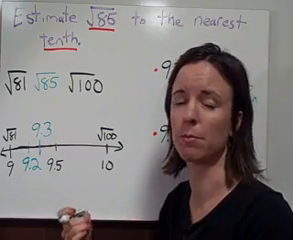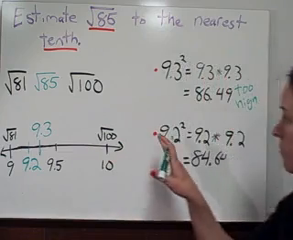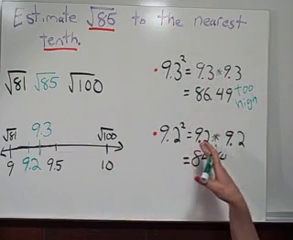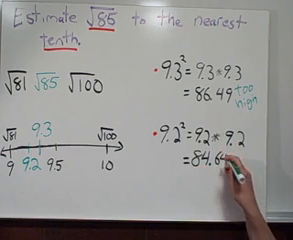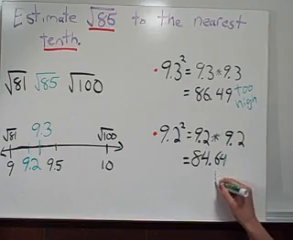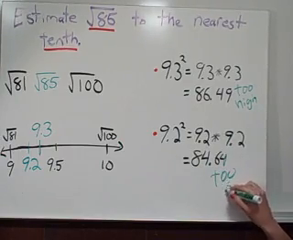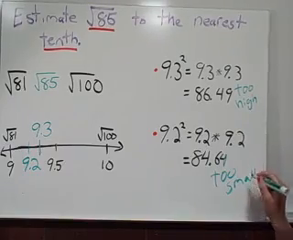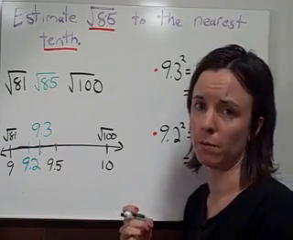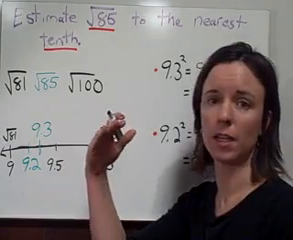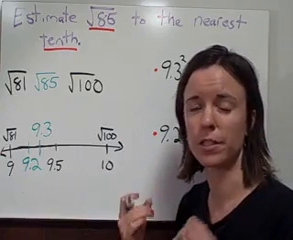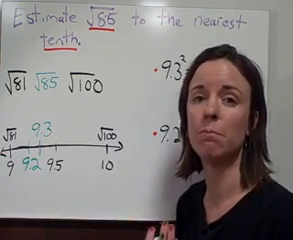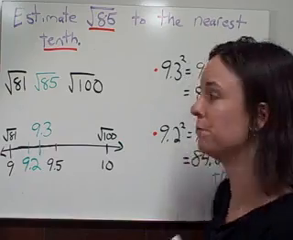So now I try it. 9.2 squared should give me approximately 85. 9.2 squared, 9.2 times 9.2, is 84.64, and that is a little bit too small. But this is exactly what we want. One estimate that's too high, one that's too low. We're going to look and see which one is closer to 85. That one is the better estimate for the square root.